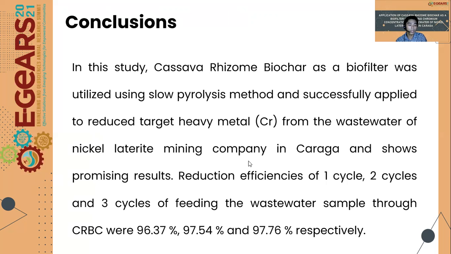To conclude the study, cassava rhizome biochar as a biofilter was utilized using slow pyrolysis method and successfully applied to reduce the target heavy metal, specifically chromium, from the wastewater of a nickel laterite mining company in Caraga, and shows promising results. Reduction efficiency rates using 1 cycle, 2 cycles, and 3 cycles of feeding the wastewater sample through the CRBC, or the cassava rhizome biochar, were 96.37%, 97.54%, and 97.76% respectively.